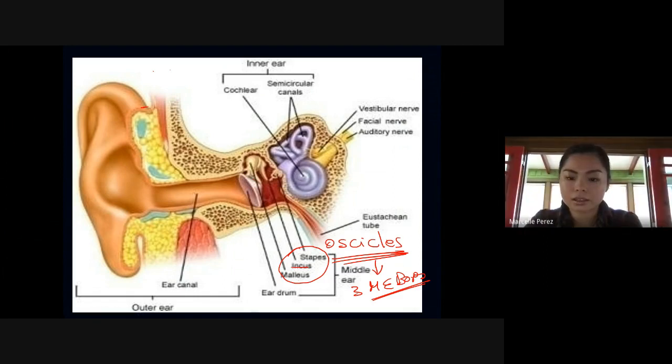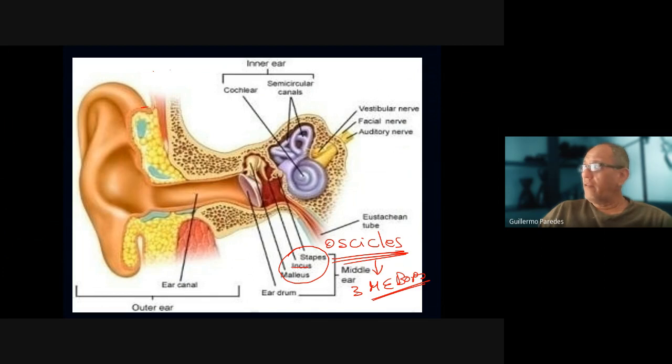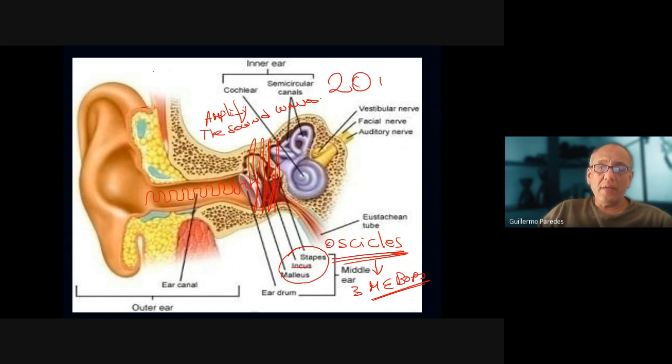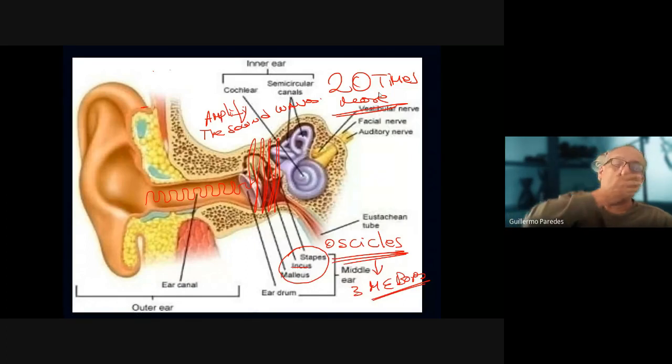What is the function of these ossicles? Transmission of the sound, but more than that. You have the sound coming here. Can you see the height of the sound wave? It goes to the hammer, incus and stapes, so malleus, incus, and stapes. And look at this: they are going to amplify the sound wave. How much? 20 times more.